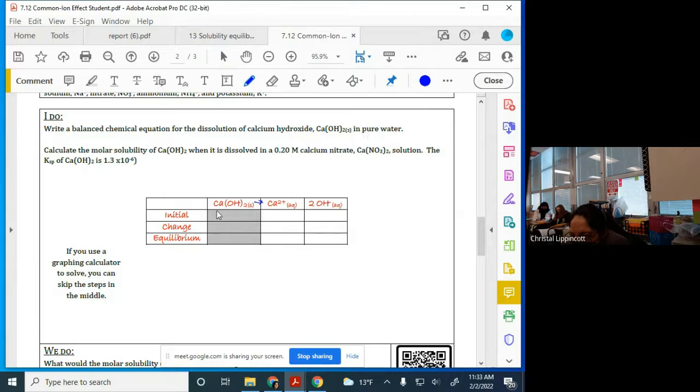Oh, no. Write a balanced equation in pure water, and then they are saying that we've got some stuff. Okay, sorry. All right. So I'm dissolving this in 0.2 molar calcium nitrate. So I'm already going to have some calcium in there. And since this is in a 1-to-1 ratio, and I've got one of these for every formula unit, that means this guy is going to be 0.2 to start with.